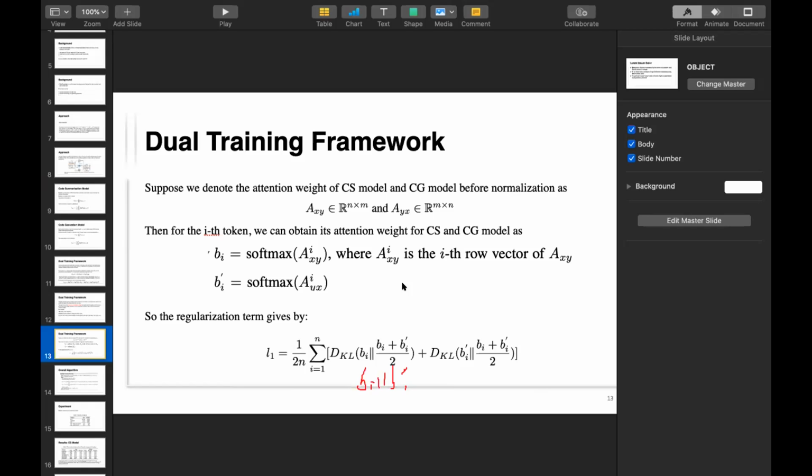So if you just put the divergence of BI and BI prime to be as small as possible, BI prime will not change, and BI will be converging to BI prime, and that's not what we want. Okay.